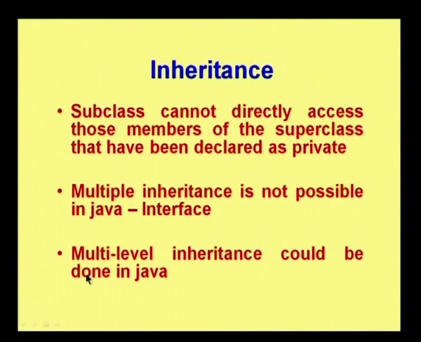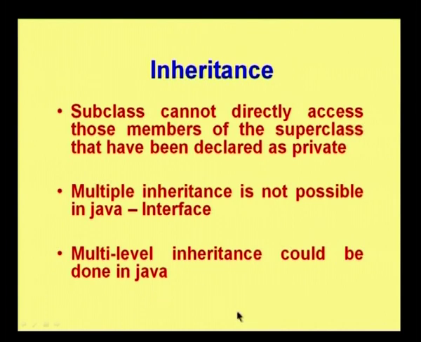So, which is not possible in Java. It means that we have another option called interface which could help us in doing multiple inheritance in Java. Anyway, we will see that in later sessions, but the only thing is multiple inheritance is not possible directly by extending, in the sense by inheriting more number of classes and bringing the property to the derived class.